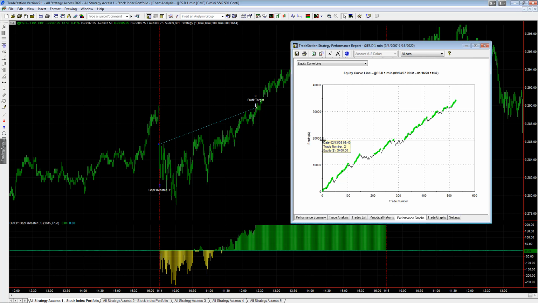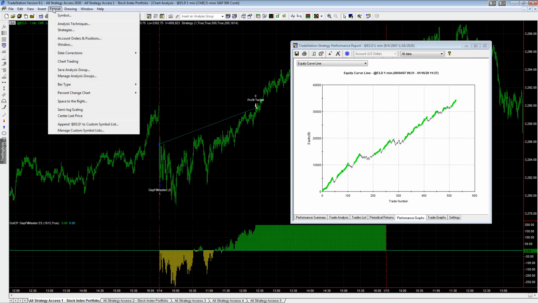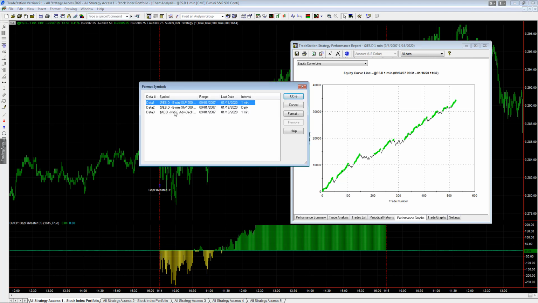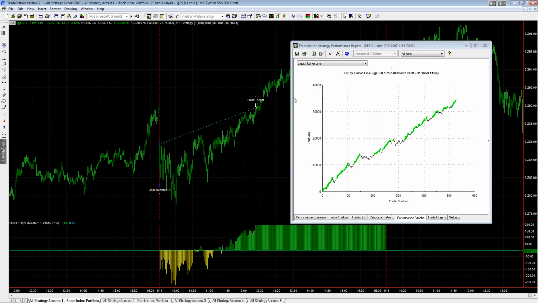The reason that I'm testing this back to 2007 is because it uses the advance-decline line, and the advance-decline line data in TradeStation only goes back to September 2007. We could use the ADD symbol, the advancers minus the decliners, and get a further test, but right now we have less data. You could have separate data for advancers and then data for decliners, but it's more efficient and saves memory to have less data. So we use the ADD line back to 2007.